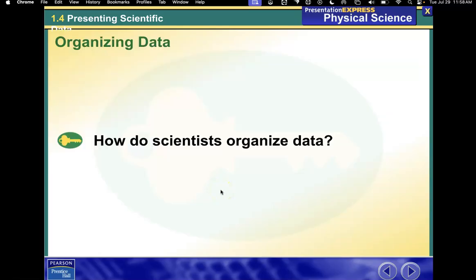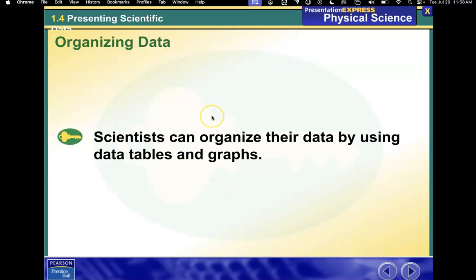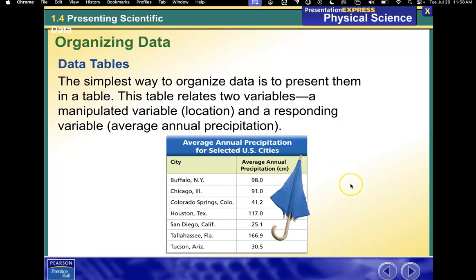How do scientists organize data? Scientists can organize their data by using data tables and graphs. The simplest way to organize data is to present them in a table. This table relates two variables, a manipulated variable, which is location, and a responding variable, average annual precipitation, so how much rain they get.